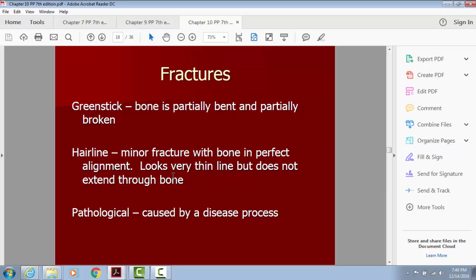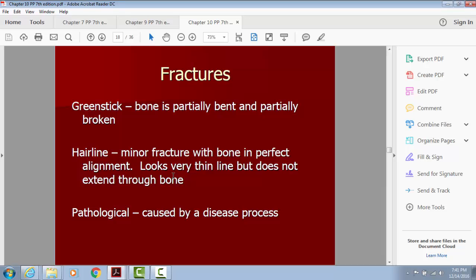Then a hairline fracture is a minor fracture with the bone in perfect alignment, and it looks like a very thin line but does not extend through the bone. That is not pictured in your textbook, but it's worth mentioning because hairline fractures can be quite painful and many times are missed on a normal x-ray. They have to be diagnosed with either a bone scan or an MRI.